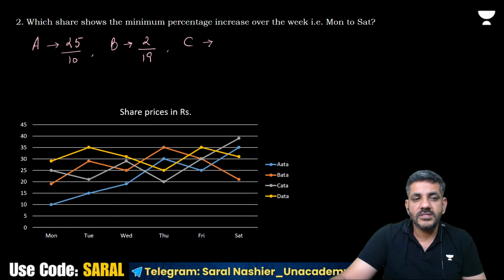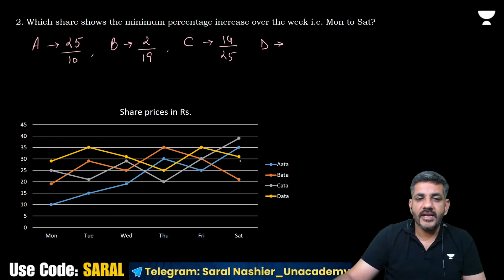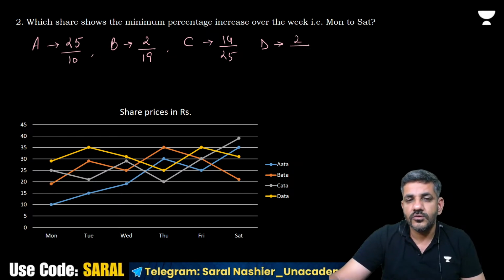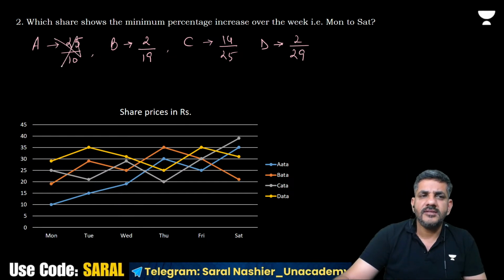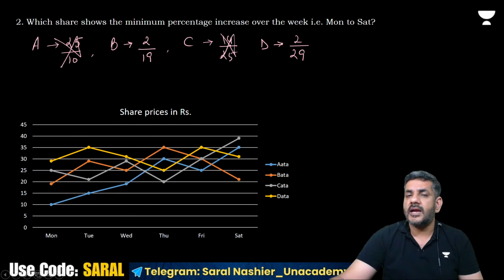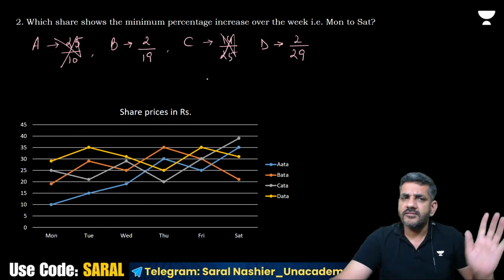When I talk about C, it increased from 25 to 39. That's an increase of 14 on a base of 25. And when I talk about D, it went from 29 to 31. That's an increase of 2 on a base of 29. Of course, 25 by 10 is quite high. 14 by 25 is much higher than 2 by 19 or 2 by 29. They are easily visible to us.